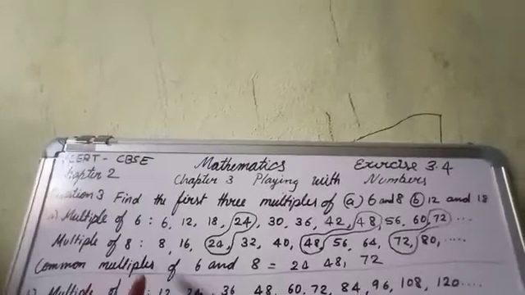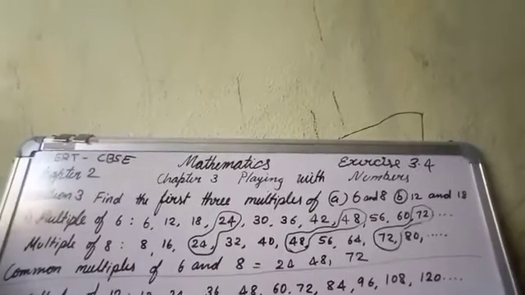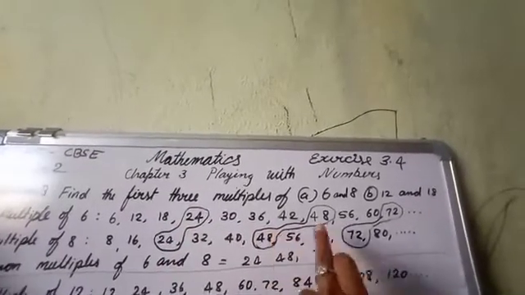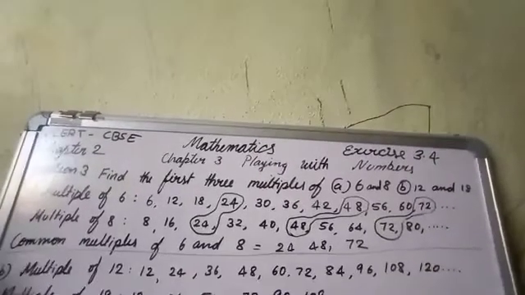Now we have to find the common ones. Common means which are in both. 24, 48, 72. In the same way we'll go to the B question.